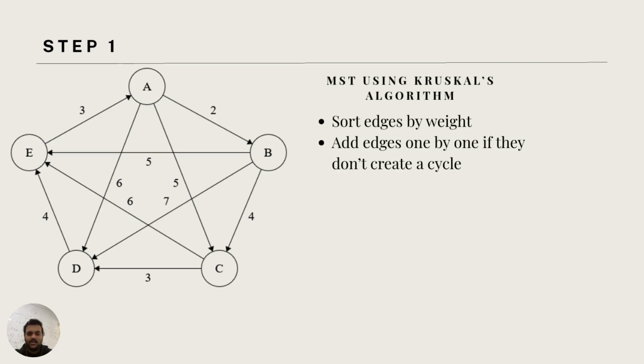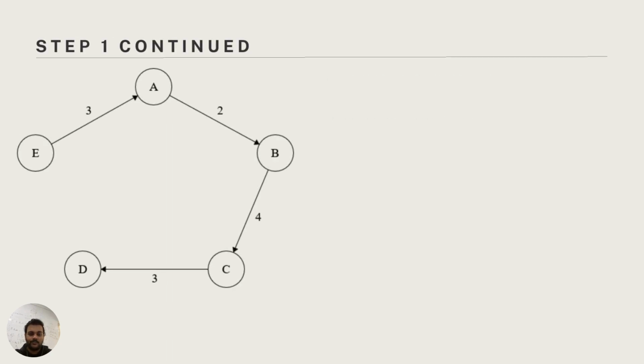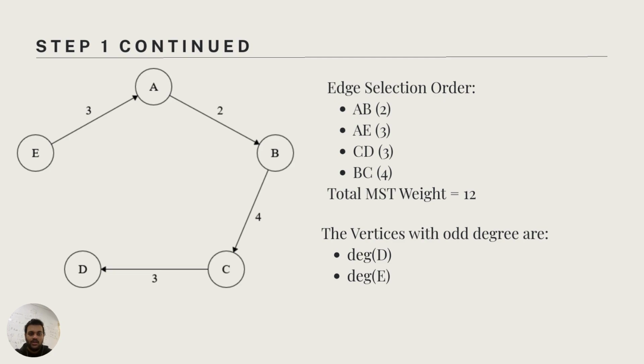The first step of the Christofides algorithm is finding a minimum spanning tree. We can do this using Kruskal's algorithm, where we sort edges by weight and add edges one by one if they don't create a cycle. So we select the edges AB, AE, CD, and BC. The total minimum spanning tree weight is 12. We have two vertices with odd degree, which are D and E.